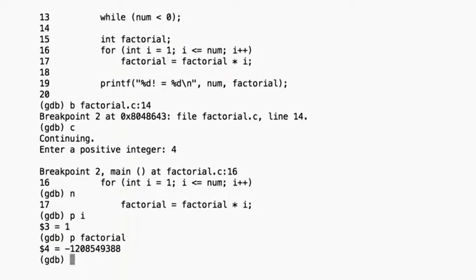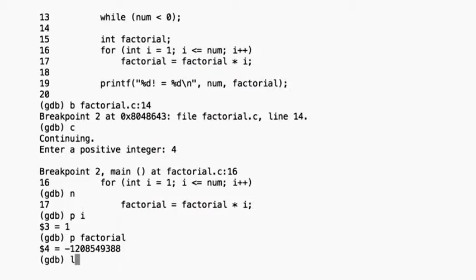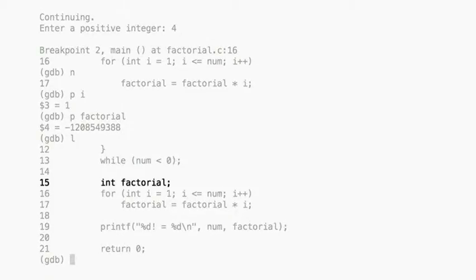Whoa, that's no good. We've got a big negative number here. How'd that happen? Well, if we look back at the code, we see that we never initialized it. So we've just got trash in there. That'll definitely throw off our calculation.